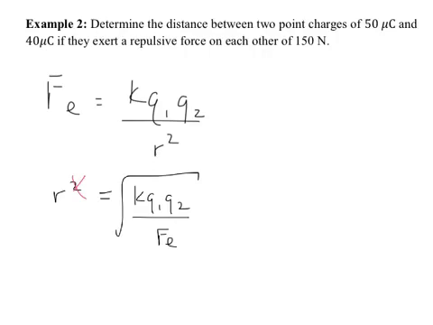So we know Q1 and Q2, but what should we do? For Q1 and Q2 in this problem, what do we have to do? Look at the units and look at the prefix. How do I have to write it?